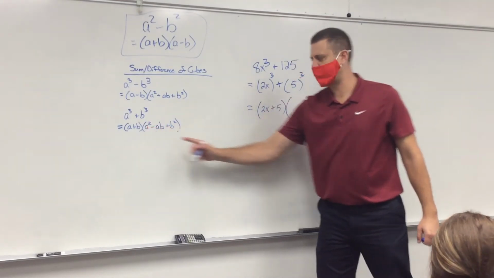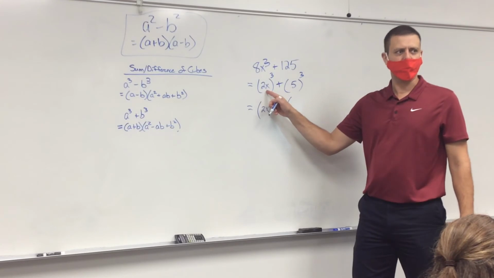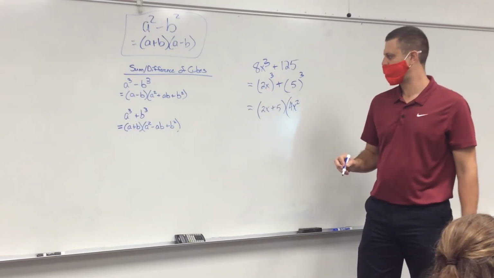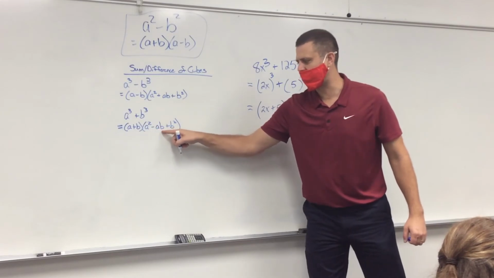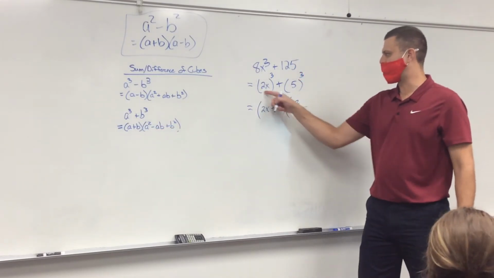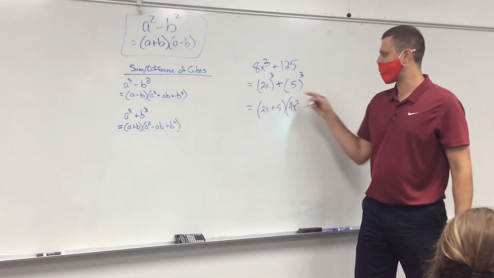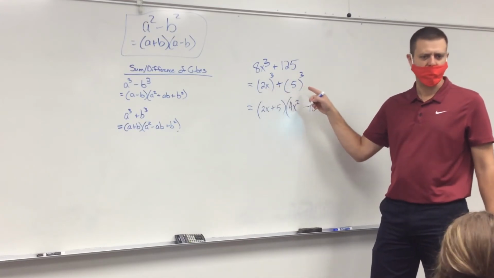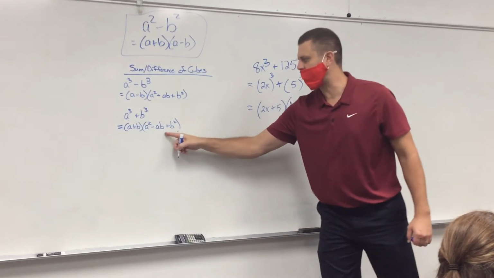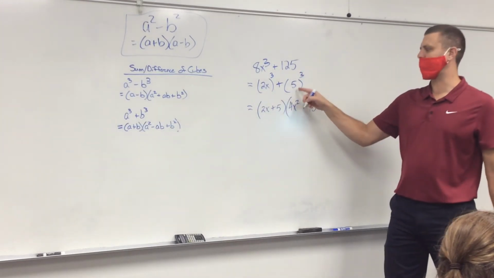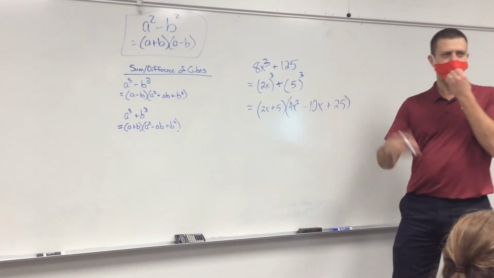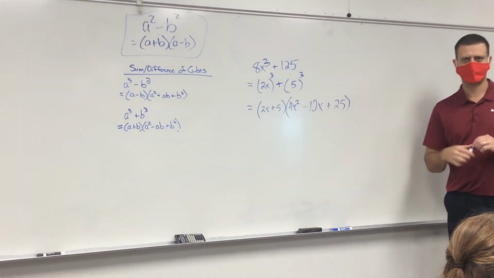A squared, 2x times 2x is 4x squared. Minus the product of AB. So minus the product of those two things. 10x. 2x times 5 is 10x. Plus B squared. So plus that times itself. And you're done. That's it.